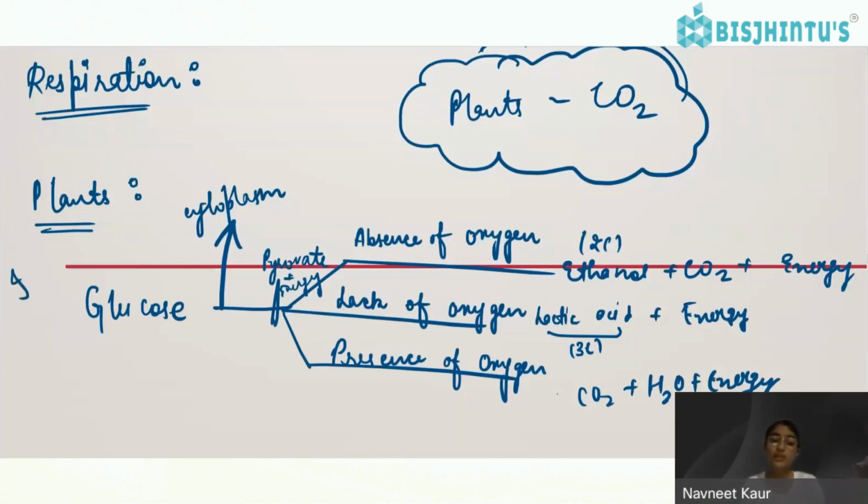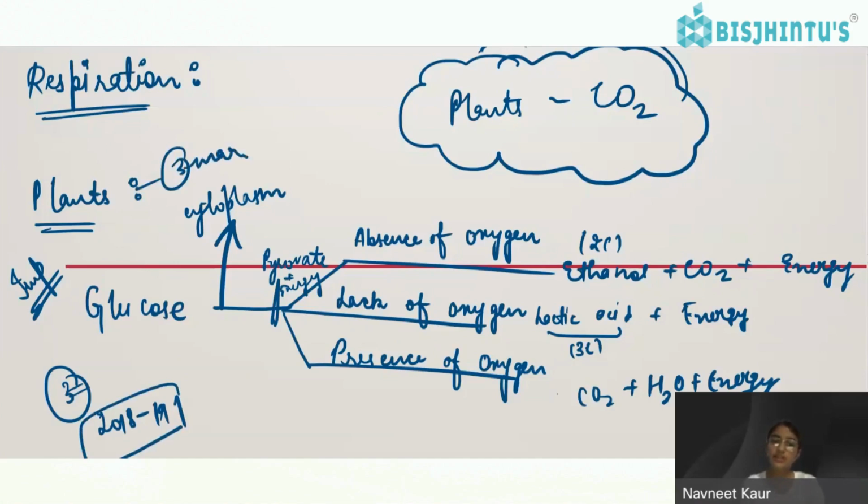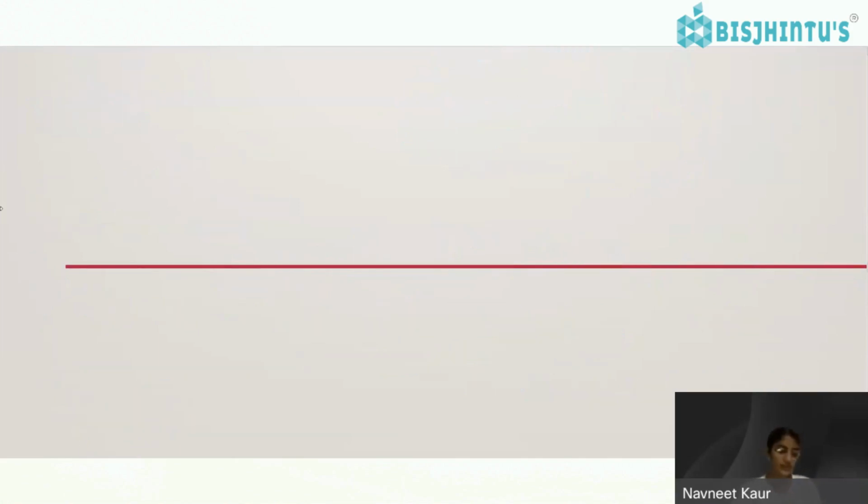And sometimes this flow chart is asked in 3 marks. If you check the examination papers of 2018 and 19, this particular flow chart was asked in 3 marks. So this is very important. It is directly a 3 marks question, or we can say 3 marks of flow chart. Okay, so next we are going to learn how this particular reaction is taking place. Step by step we are going to learn about this.